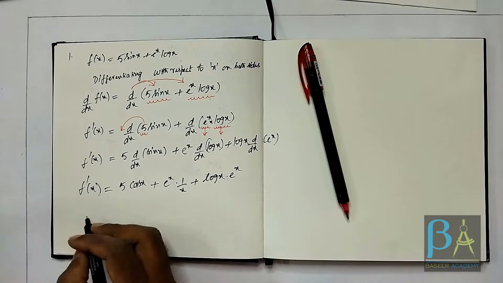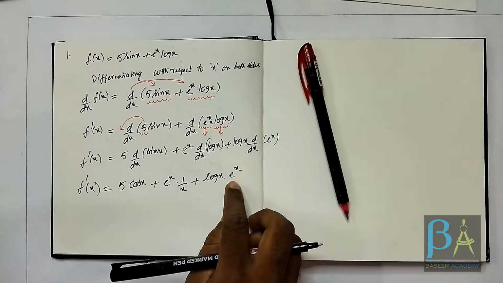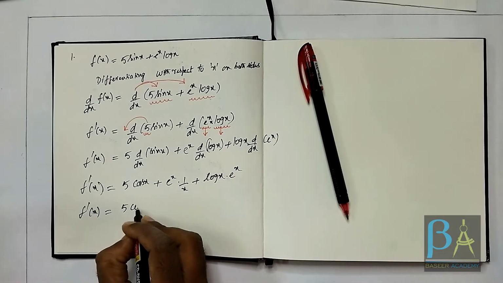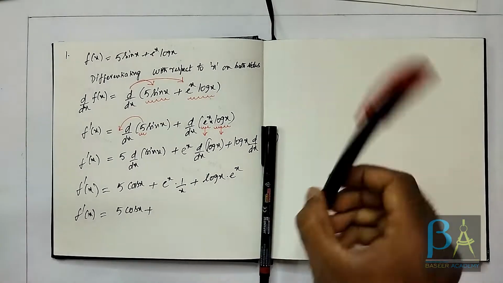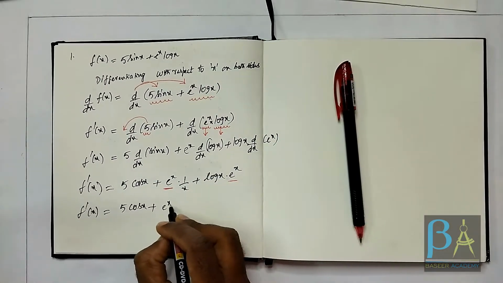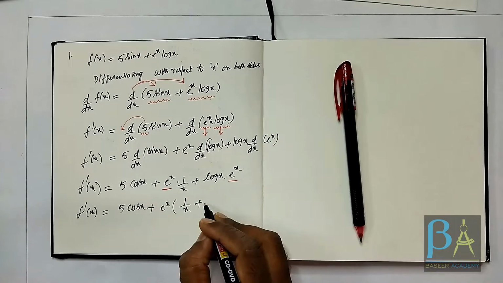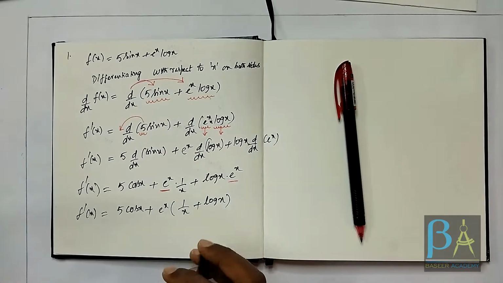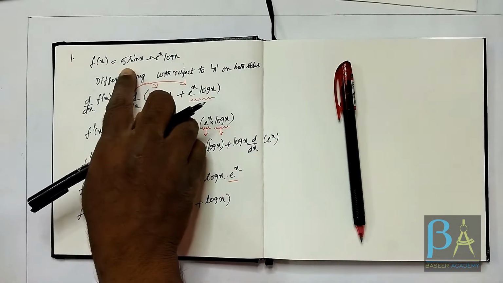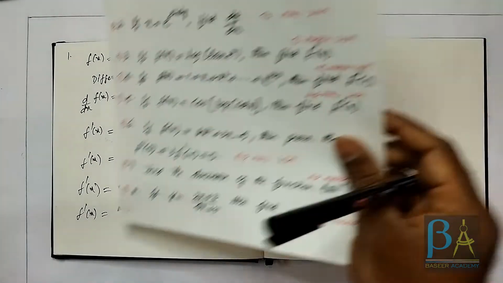Now you can keep it this way, or else since the second term has an e power x, the third term also has an e power x, I can take e power x common. Let's do it this way: 5 cos x plus, I'm going to take e power x common from the second term and the third term. So if I remove e power x from the second term, I'm left with 1 by x, and if I remove e power x from the third term, I'm left with log x. So that's how we found the derivative of f of x, which was 5 sin x plus e power x log x. Let's move on to the next question now.